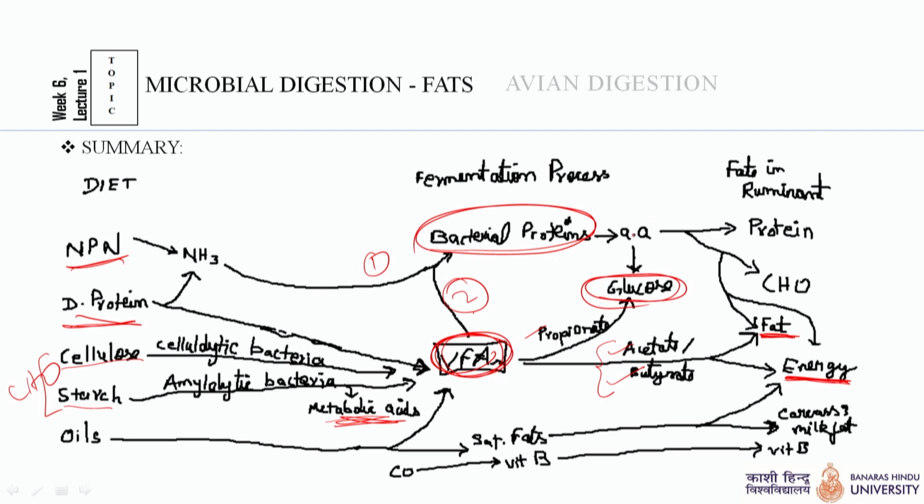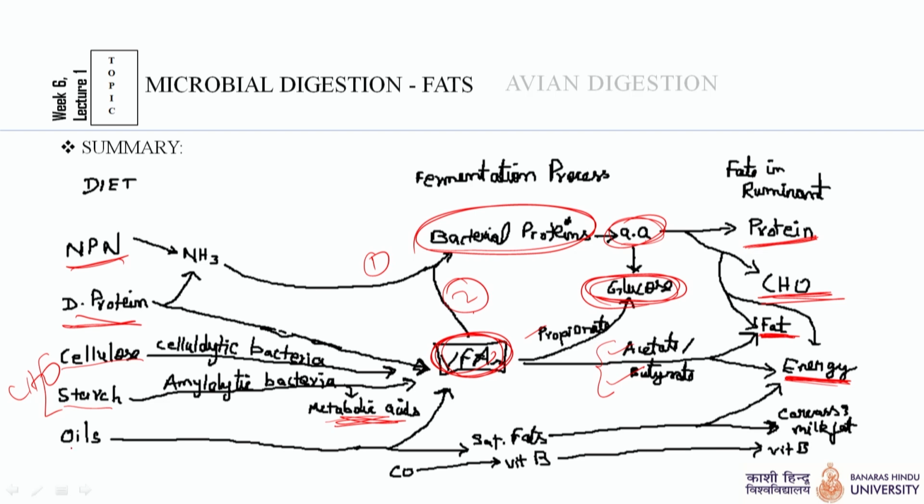Then let us go to the bacterial proteins, where we left the high biological value bacterial protein synthesis. These bacterial proteins will get converted into amino acids or peptides. Then these amino acids will be used for the production of glucose, and also stored as protein in the ruminants. Sometimes the amino acids get converted into carbohydrates, if you study the different biochemistry pathways. On the other hand, the amino acids can get converted into fats also, and can be used as an energy molecule.